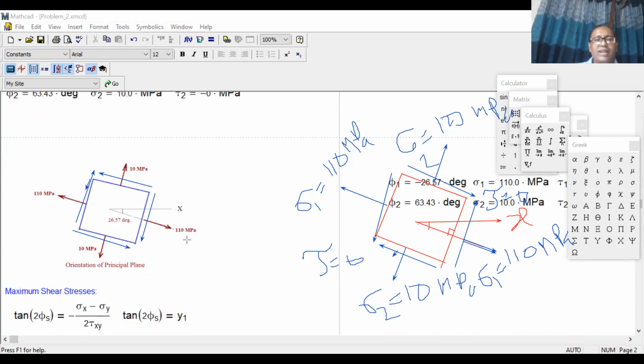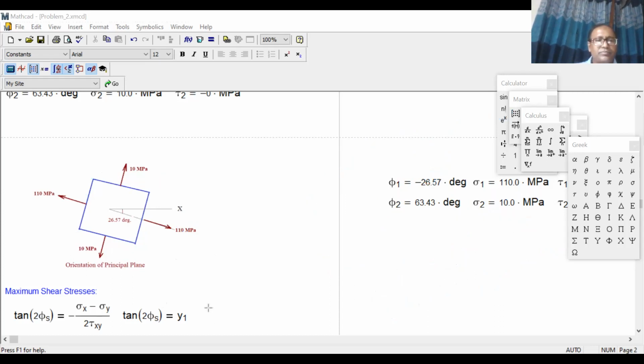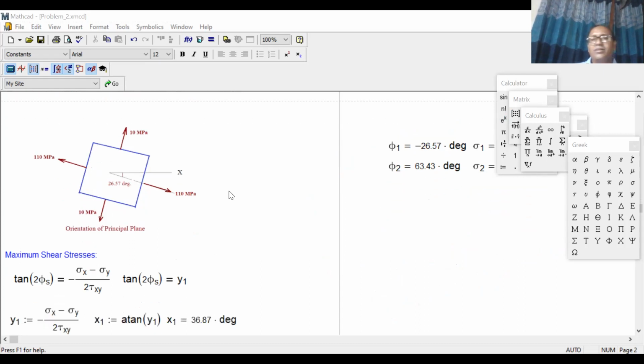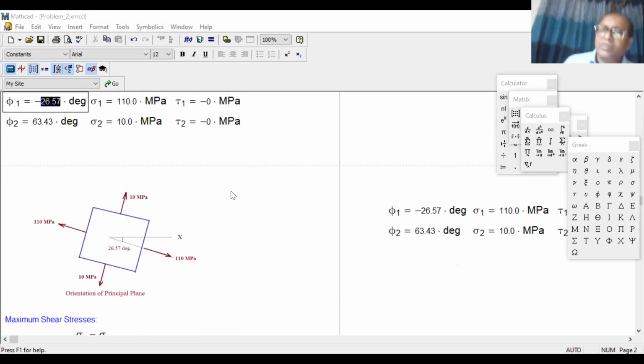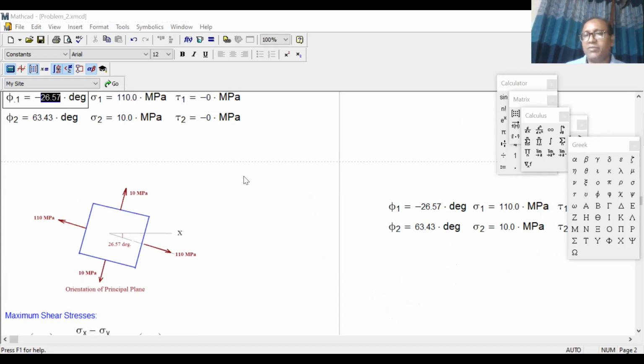I don't write down sigma 1, but it's better you write down sigma 1 equal to 110 megapascal. Then you write down sigma 2 equal to 10 megapascal. Okay. Then this is, you got the principal plane. Now what is left? Your shear plane you need to figure out.